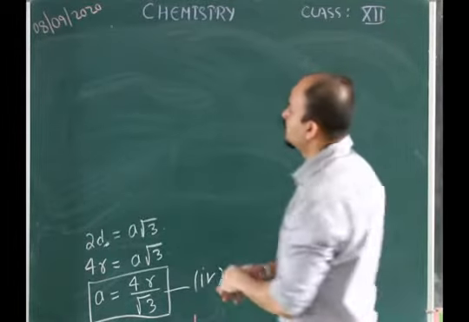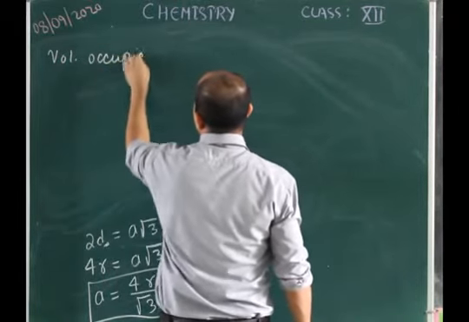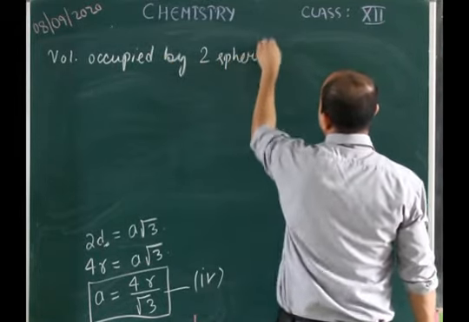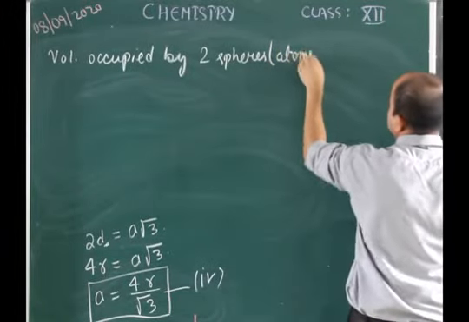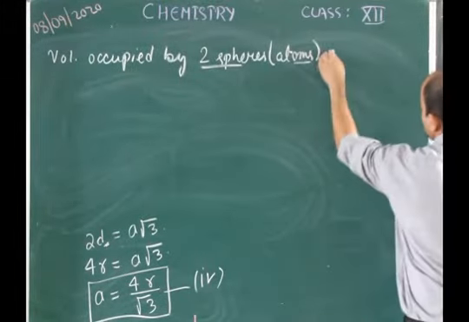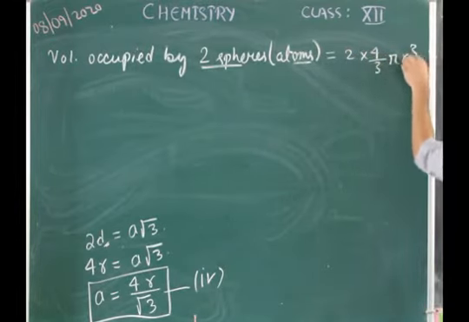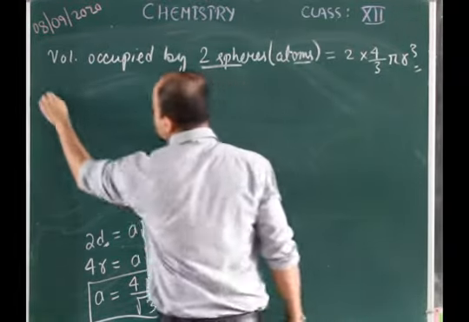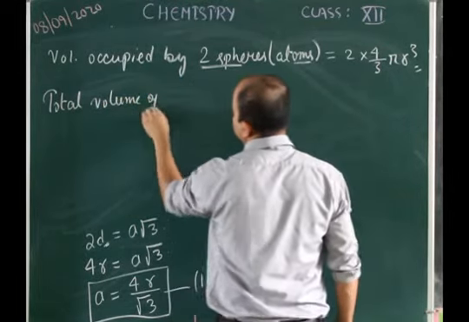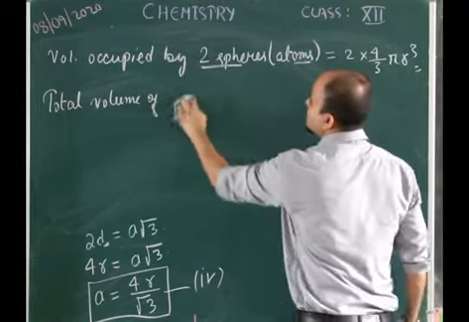So here, the volume occupied by two spheres. Why two spheres? Because in a body centered cubic unit cell, what is the total number of atoms present? 2. Therefore, 2 into 4 by 3 pi r cube. This is the volume occupied. And what is the total volume of the body centered unit cell? Cubic cell. So let me write, unit cell, body centered unit cell.